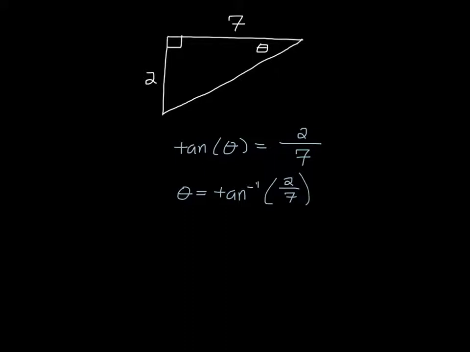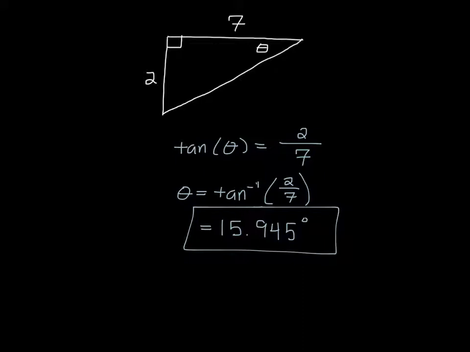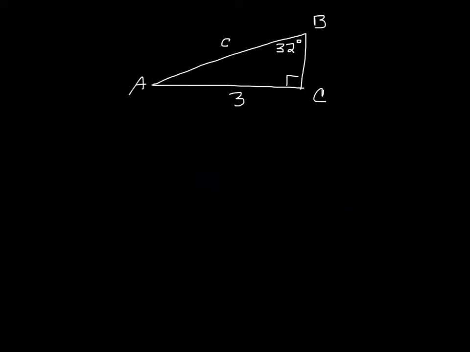So whereas in the previous problem I wrote out all the steps that got us from here to here, you don't have to. You've got tangent theta is 2 over 7, so theta is inverse tangent of 2/7. Rounded to the nearest thousandth, what is that? 15.945 degrees. So again, if you are looking for a missing angle measure, that is where inverse trig functions are going to come up. Here, we are not going to use an inverse trig function.